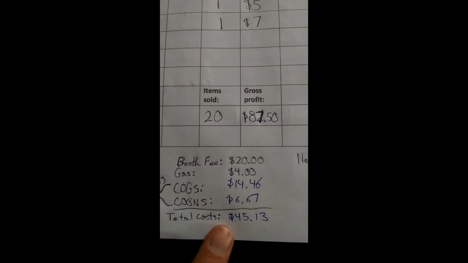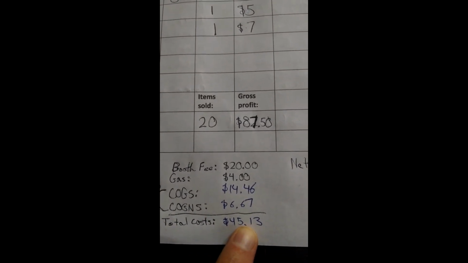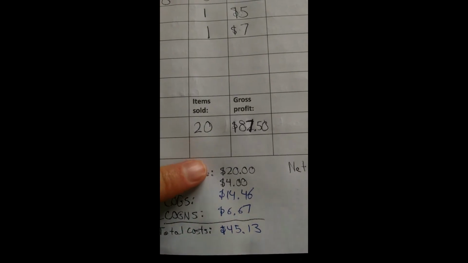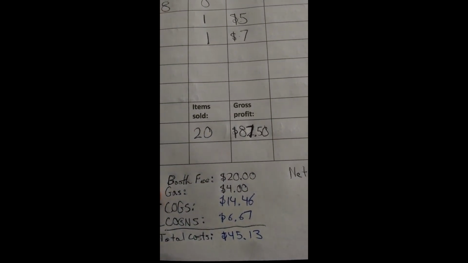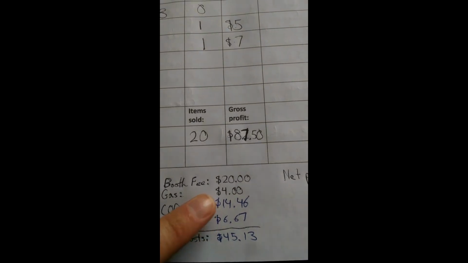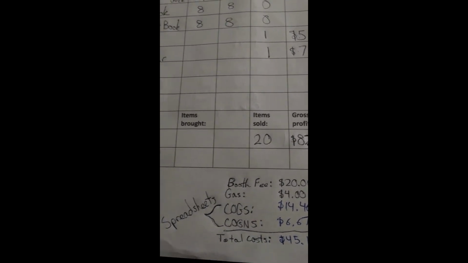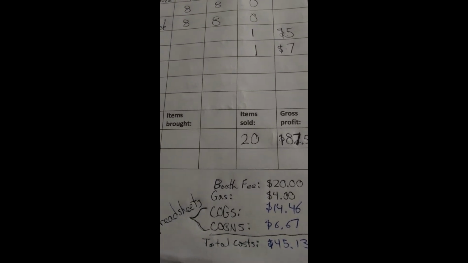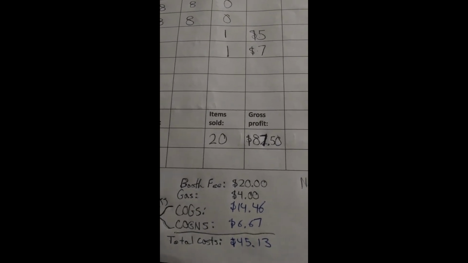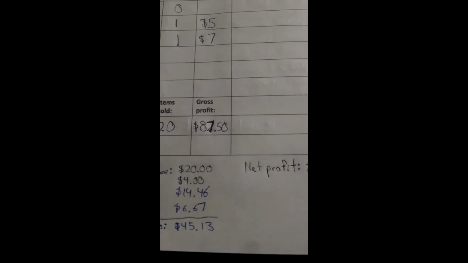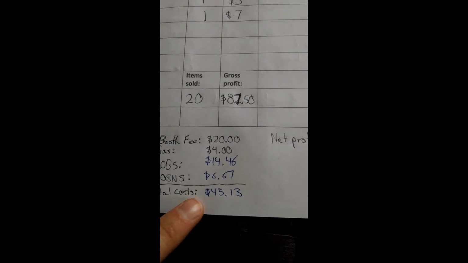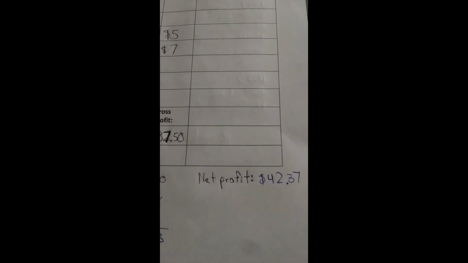So my total cost this week for attending market was $45.13. And it sounds like a lot, but that's just what it is. Most of the cost is going to be in your booth fee, and also in how expensive the items you're making are. Baked goods are fairly expensive to produce. If you're just selling eggs or vegetables, you're going to be much better off, but I don't have enough of that stuff to sell, so I supplement with the baked goods. And over here I figured out my net profit, which is the gross profit minus your total costs. So this week I made $42.37.